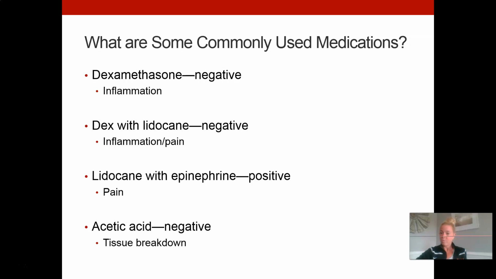And then the last one is acetic acid. You have all used or had acetic acid at some point, probably didn't know it. That is the technical name for vinegar. It has a negative charge, and it can actually be used for tissue breakdown. And I'm talking about unwanted tissue, like calcium deposits that start to develop in tendons or muscles. We can use acetic acid to start to break them down. And again, that will have a negative charge.